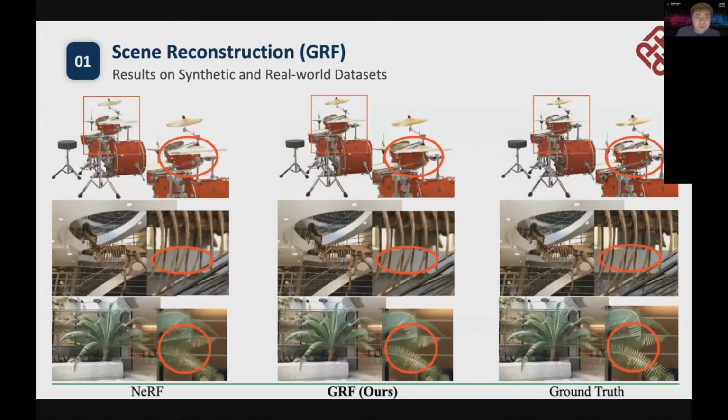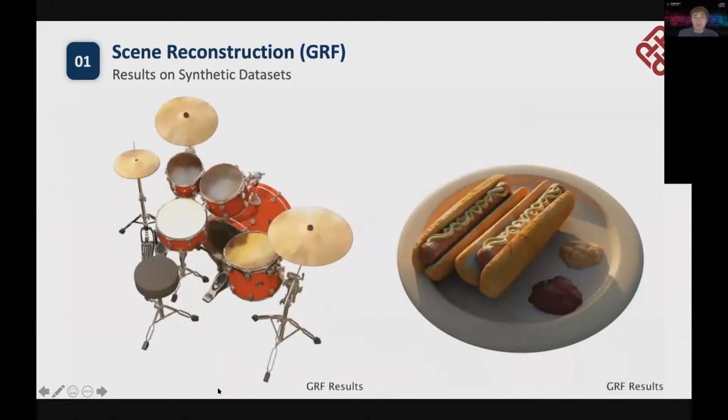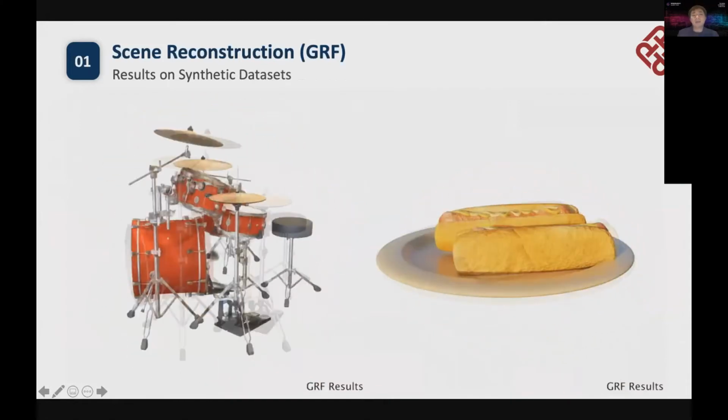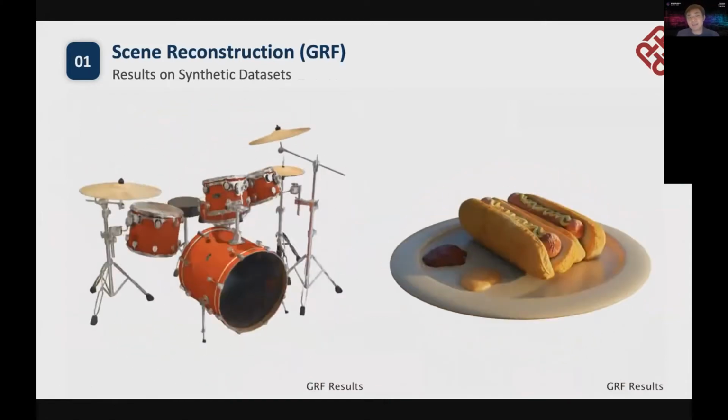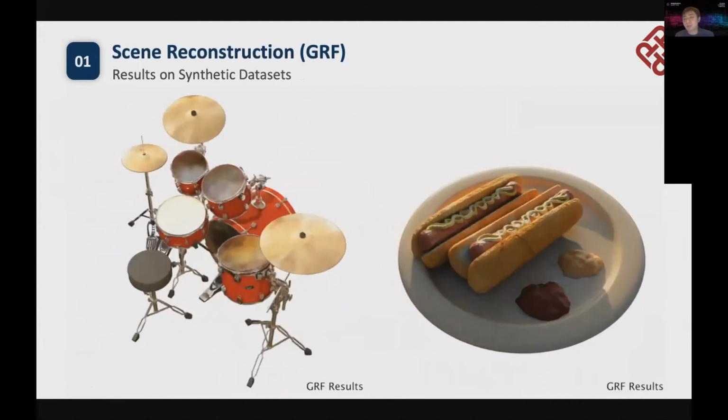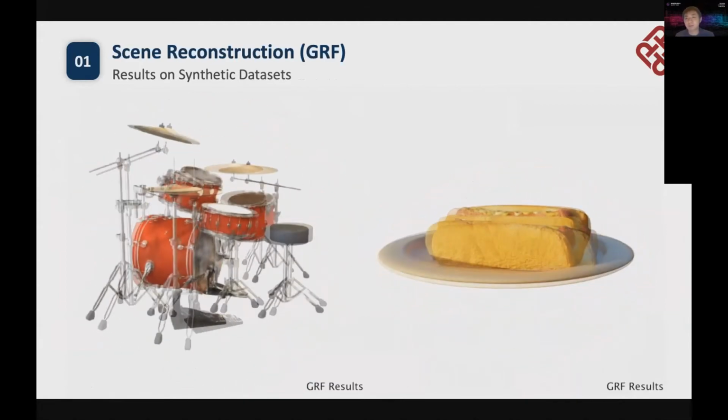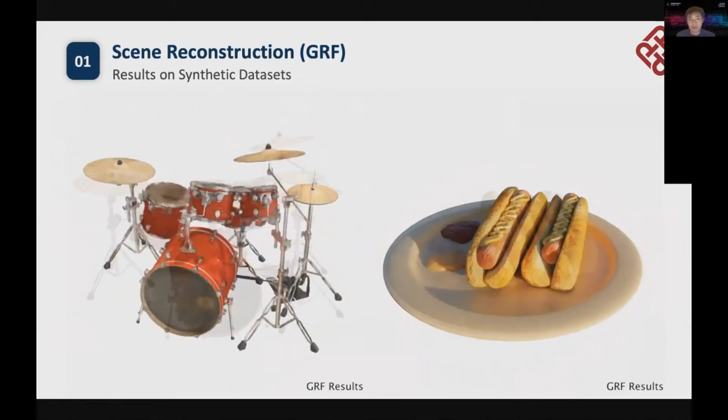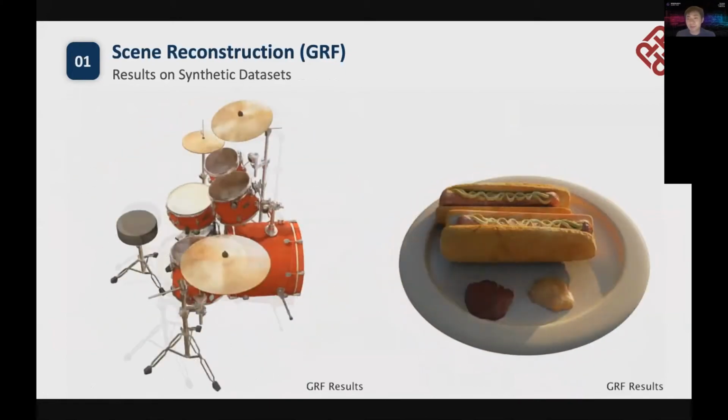So here I show some qualitative results of our approach. We can see that our approach is the second column. And the third column is the ground truth images, right? So all the details can be well recovered. The previous approaches have many artifacts. So here is a demo for a synthetic dataset. These images and this 3D shape are recovered by our approach. It's amazing, isn't it? It looks very photorealistic.